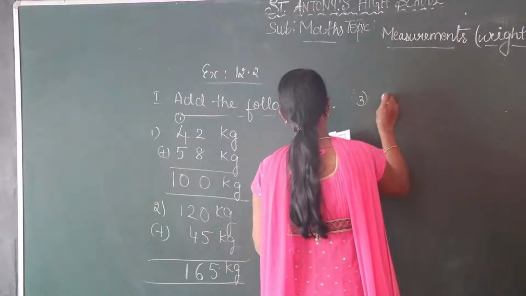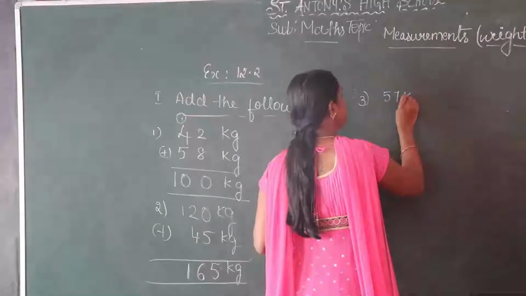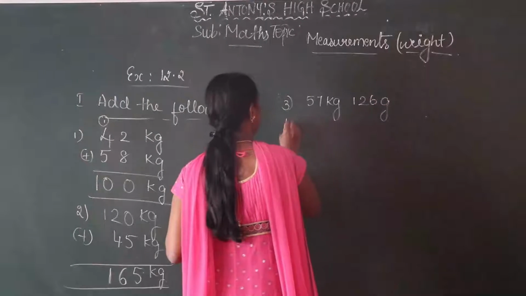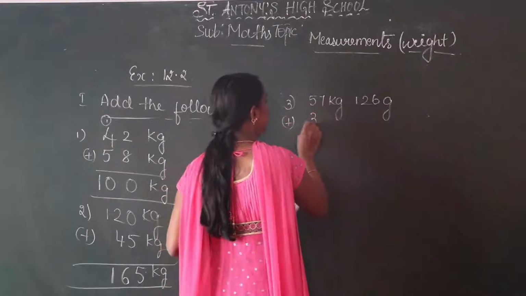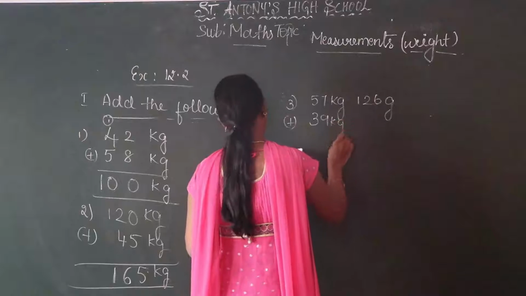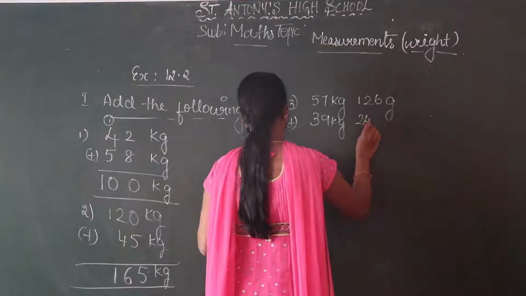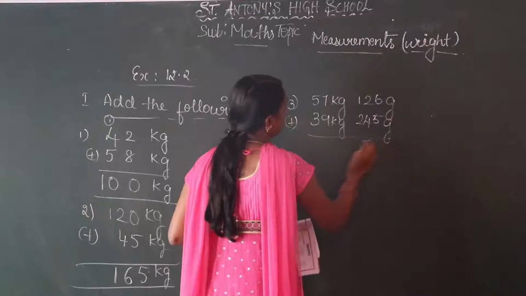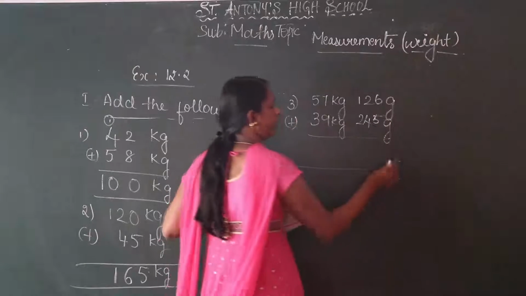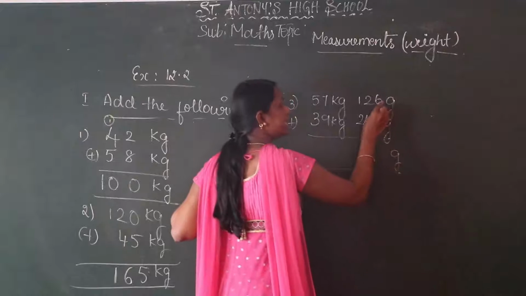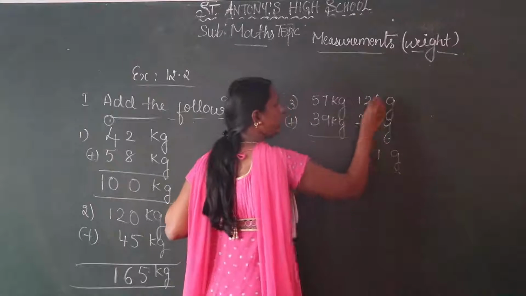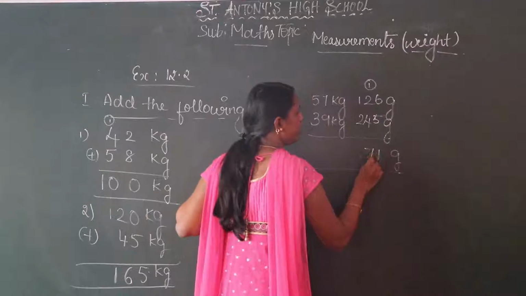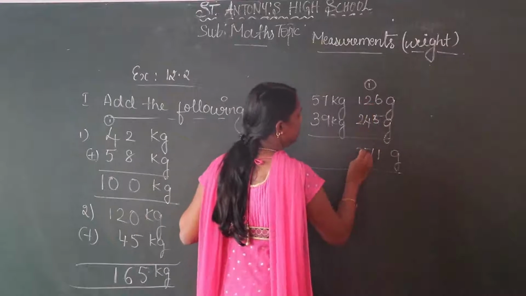Third sum, 57 kg 126 gram plus 39 kg 245 gram. Write down grams. 6 plus 5, 11, 1. 1 carry, 1 plus 2, 3, 3 plus 4, 7, 1 plus 2, 3.